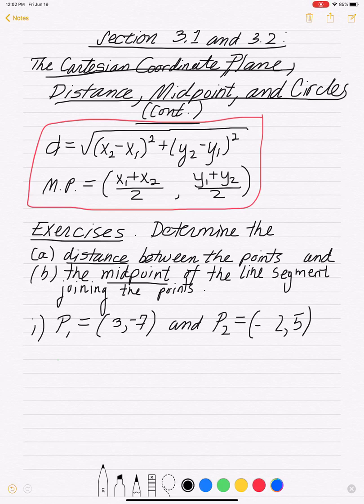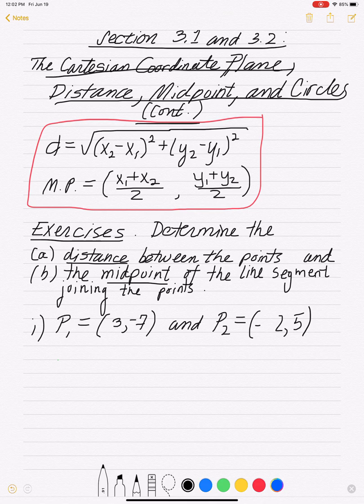Right, so in the previous video we were developing the distance and the midpoint formula. So we got those formulas here in the top, boxed in red. So now we actually want to put those formulas to use. We want to find the distance between 2 points and find the midpoint of the line segment that's joining 2 points. So in exercise 1 here, we have 2 points.